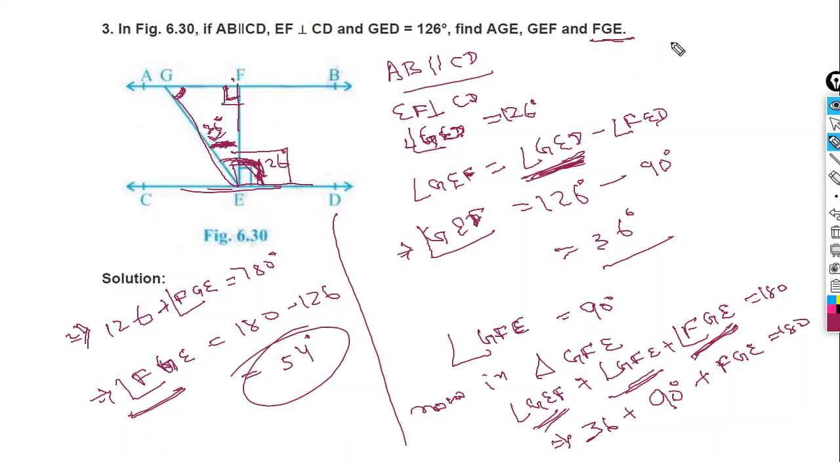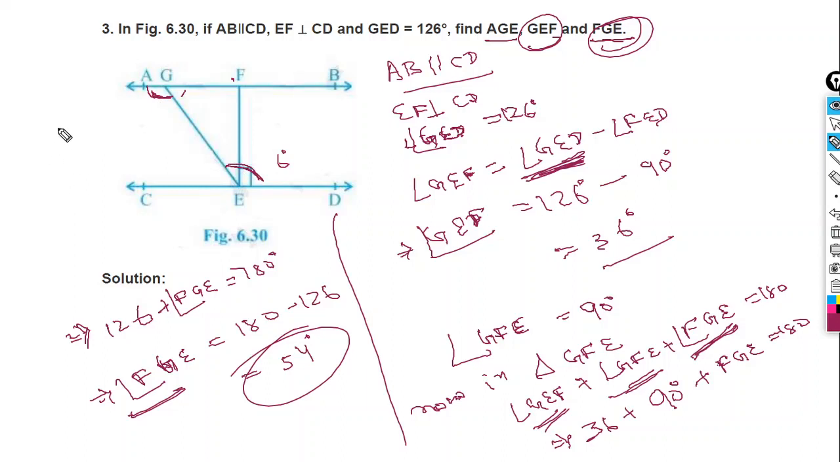So we wanted FGE, we have found FGE, this 54. GEF we wanted, this angle, which is also 36, we have already found. AGE, have we found AGE? Where is AGE? This angle. Now we'll clear the figure and move to angle AGE. Now look at the figure. We want angle AGE, this angle. What will be this angle?